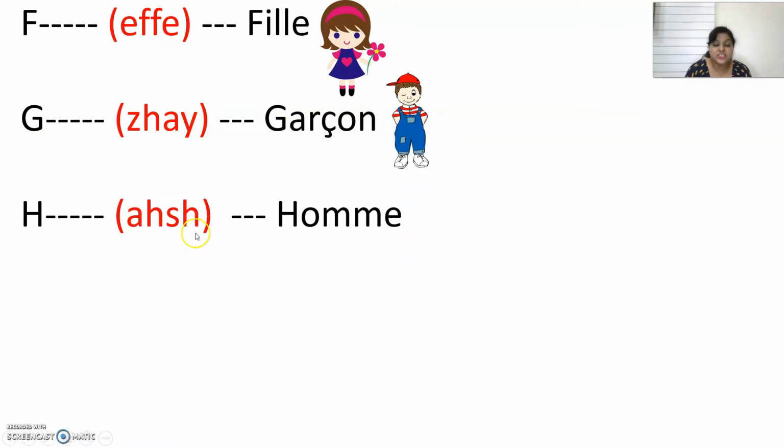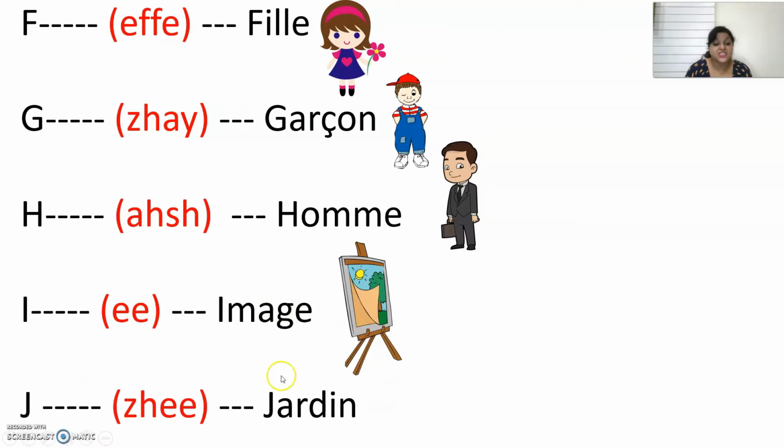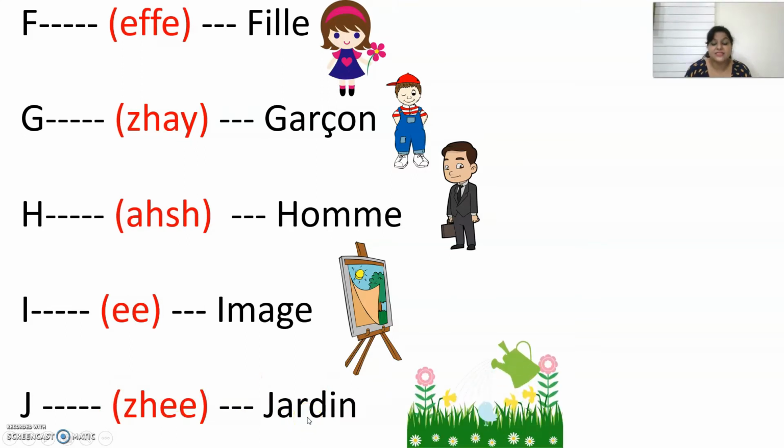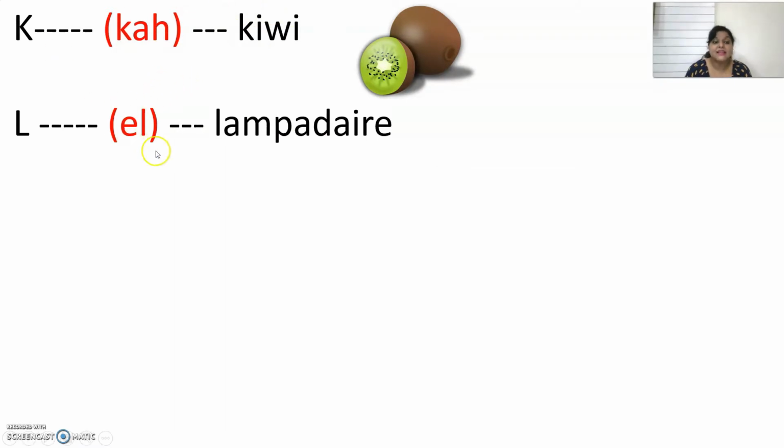H, for example, homme, that's a man. I, for example, image, that's a picture. J, for example, jardin, that's a garden. K, for example, kiwi, that's a fruit. L, for example, lampadaire, that's a street lamp.